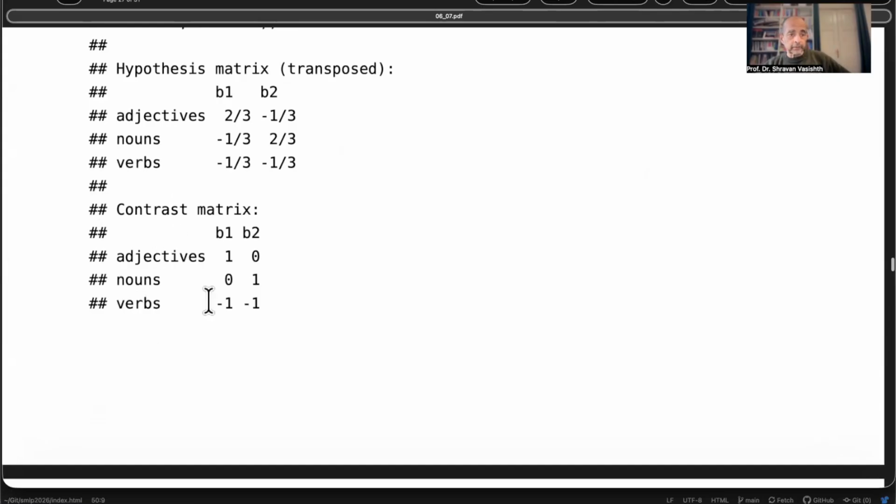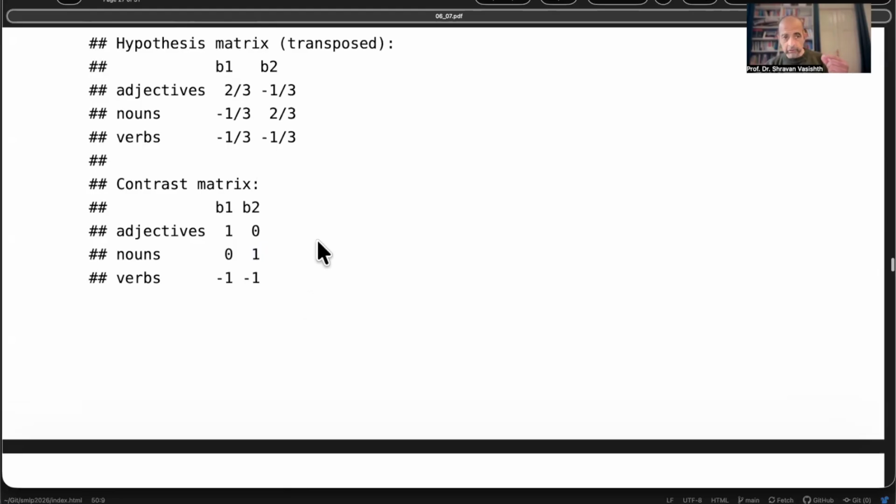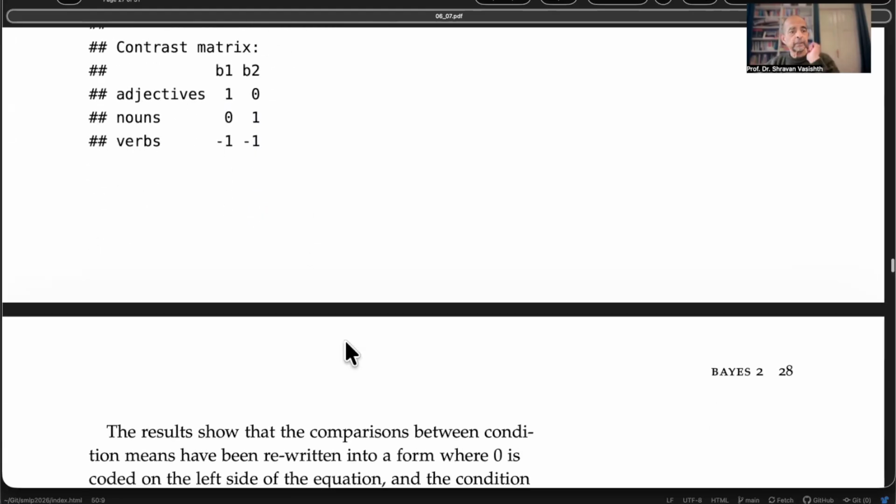So the way to interpret the contrast matrix is that whatever is -1 is not involved in the comparison as such, like is not one of the comparisons of interest. The first comparison, B1, is comparing adjectives, which is coded 1, with the grand mean, and the second comparison is comparing nouns, which is coded 1, with the grand mean.